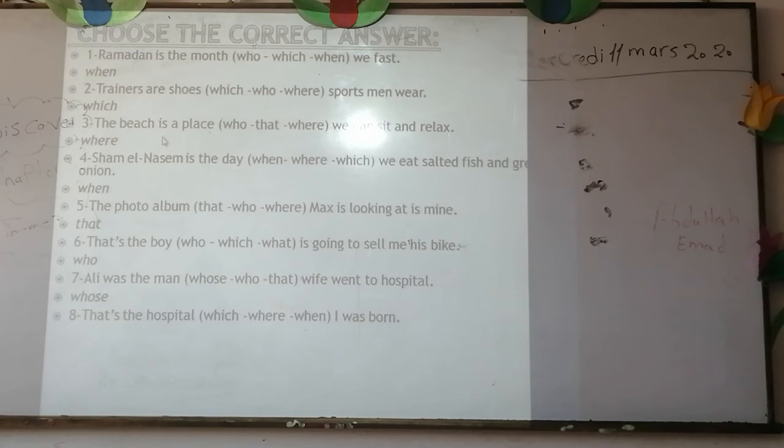That's the hospital. Now we're talking about a place. That's the hospital. Which, where, when? I was born. Hospital, it's a place. Place, which? No. Place, when? No. So that's the hospital where I was born.